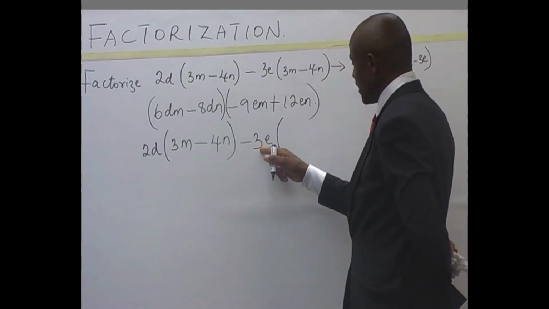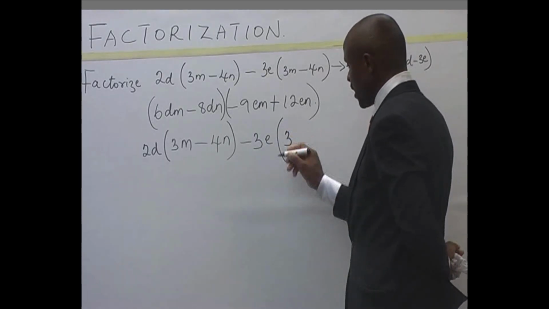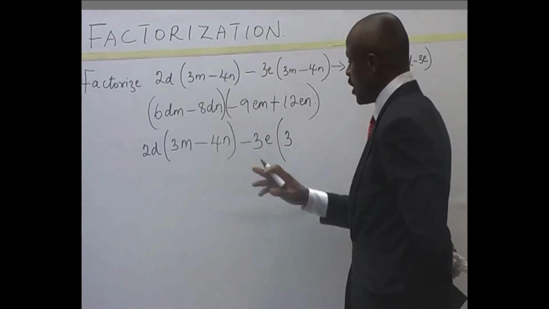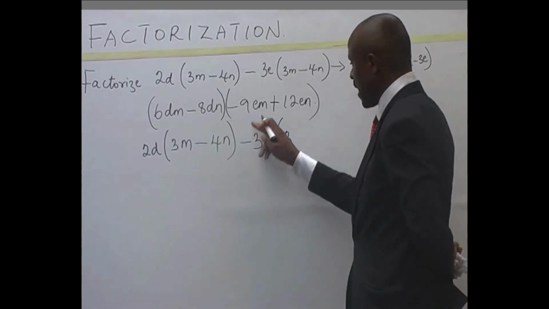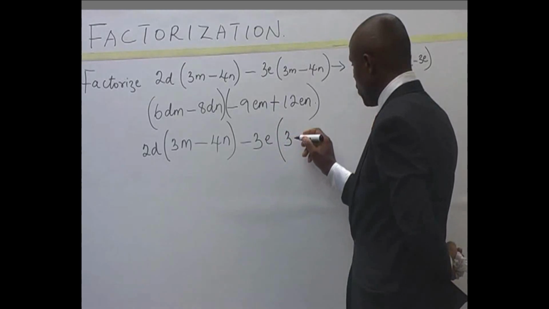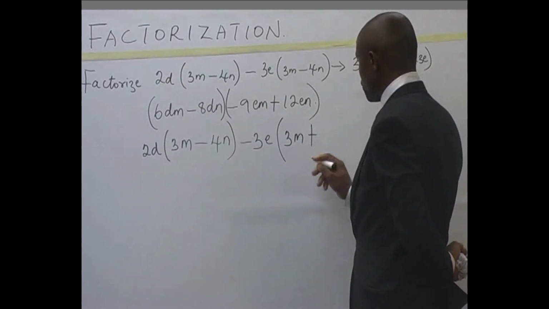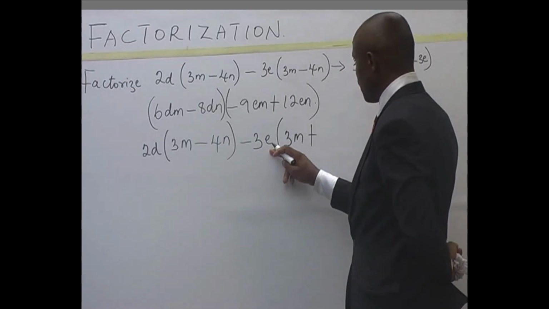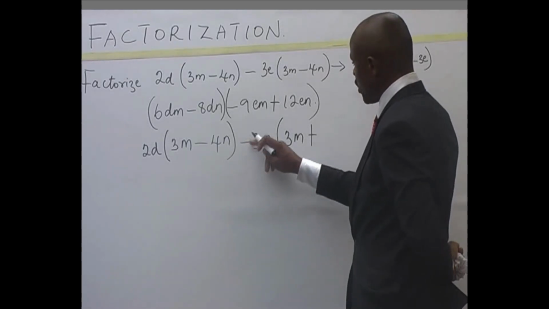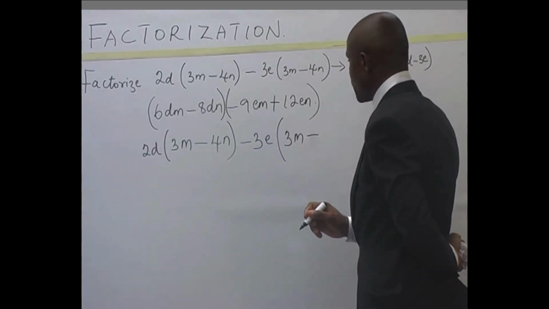Minus 3 divided by minus 9, you will be left with plus 3, because minus dividing minus will give you plus. 3 divides 9 will give you 3. Now E divide EM. E will cancel E and you will be left with M. Plus, because if you divide minus and plus, you'll be left with minus. Minus dividing plus is minus.